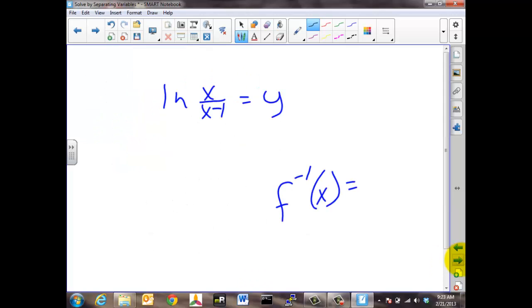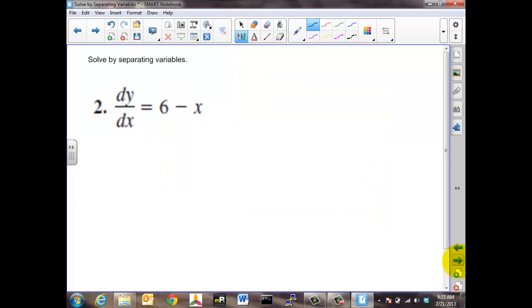Okay, so let's move to the next one then. dy over dx equals 6 minus x. So, let's get the dx over there. So yes, we'll have dy equals 6 minus x dx. And now we're going to integrate. Well, what happens on the left when we integrate? You get y. We get y.